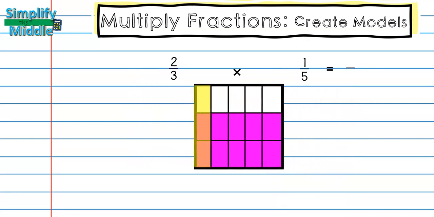together. When I stack them like this, I can see the product. I'm going to first look at what has both shadings. So I only have these 2 right here with both shadings. Next, I'm going to look at how many total boxes are here. Well, since there's 5 going across and 3 going up and down, my total boxes are 15. So my fraction 2/3 times 1/5 is going to be equal to 2/15.